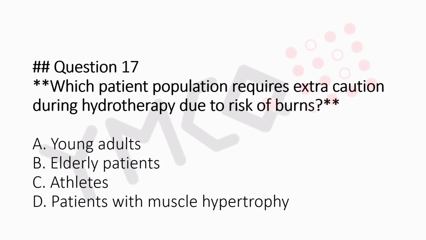Which patient population requires extra caution during hydrotherapy due to risk of burns? Option A, young adult. Option B, elderly patients. Option C, athletes. Option D, patients with muscular hypertrophy. And answer is option B, elderly patient. Now let's move to question number 18.